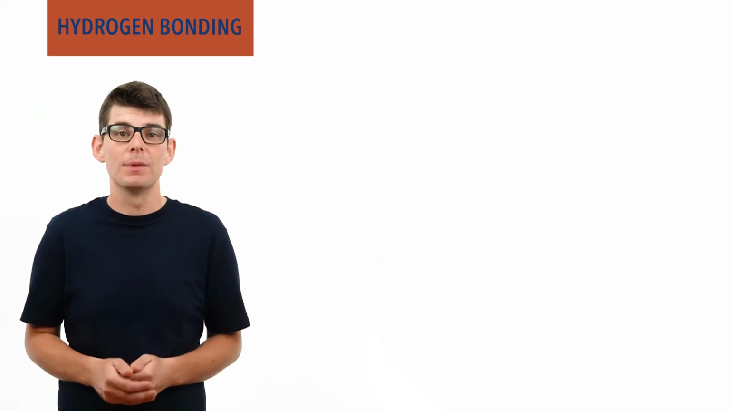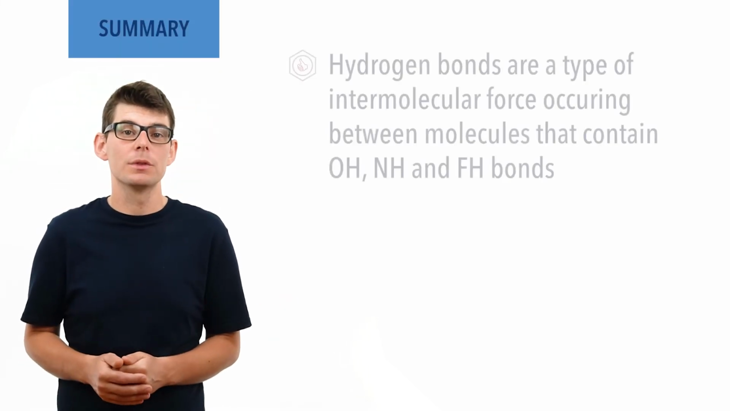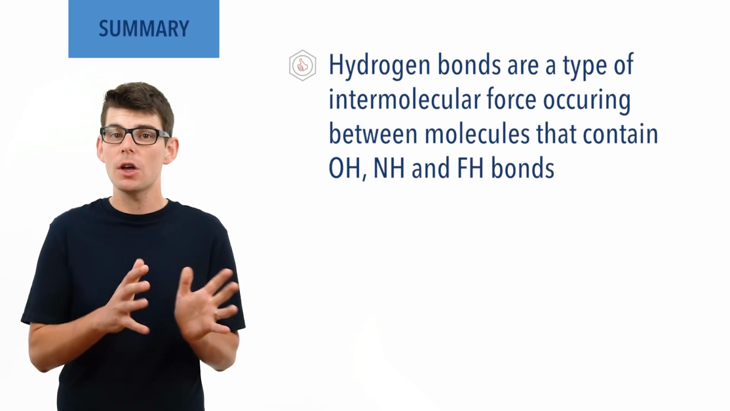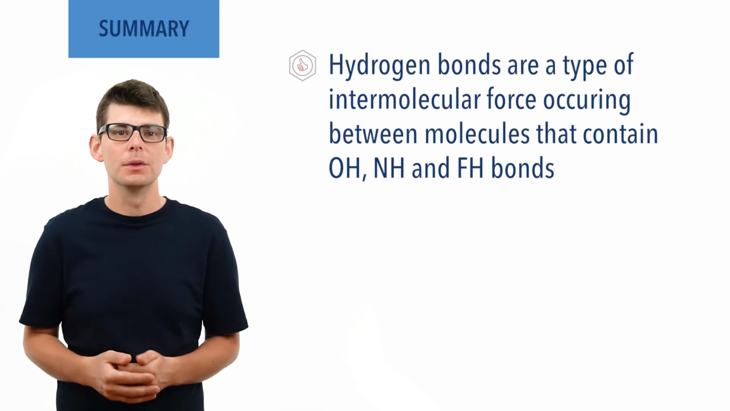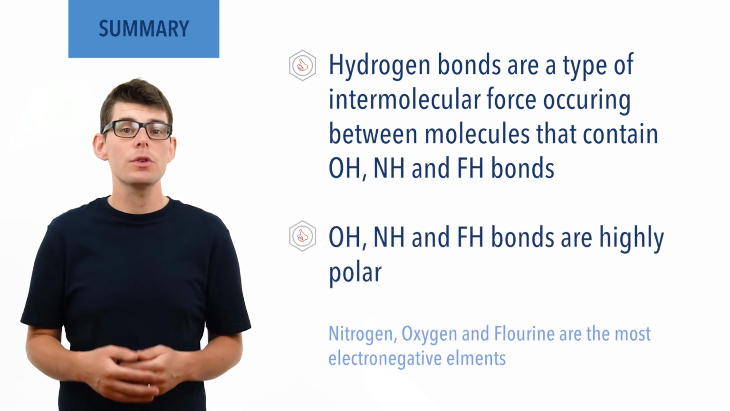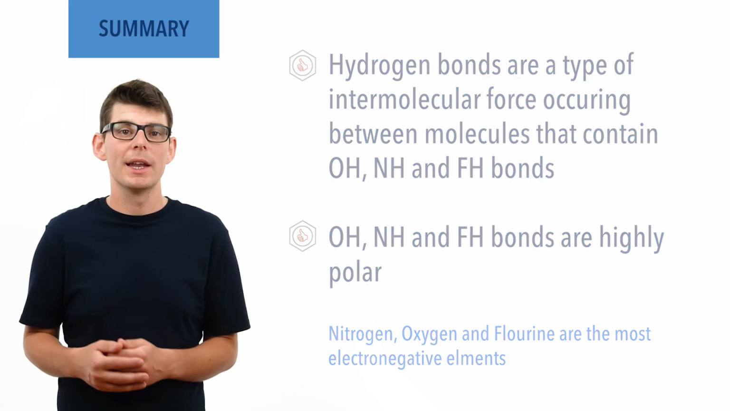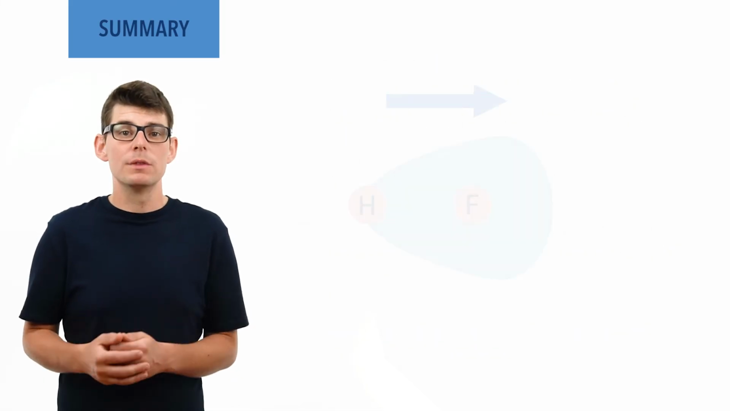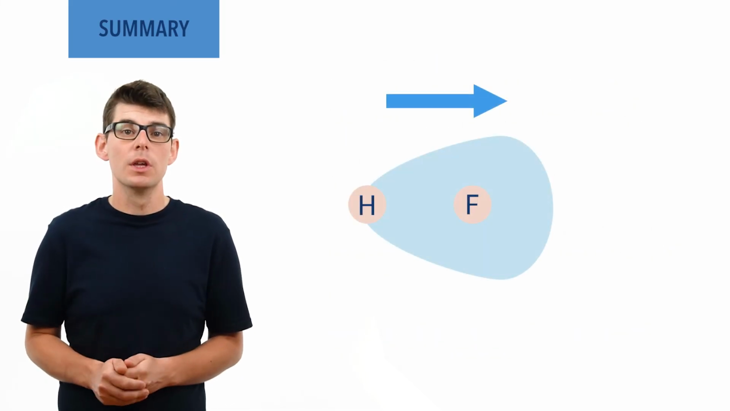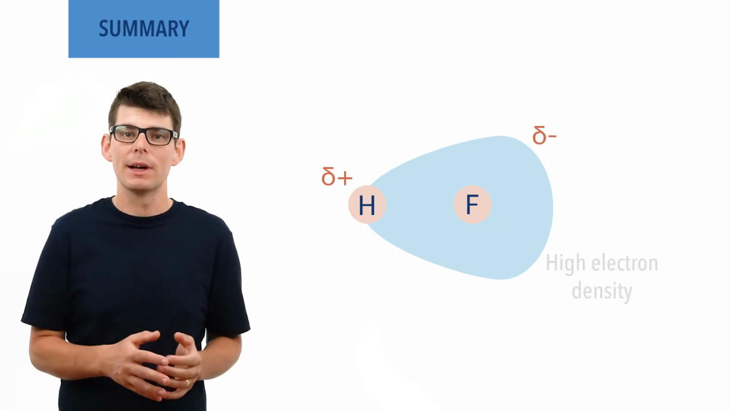Hydrogen bonds are strong then, although they are still much weaker than atomic bonding, covalent, ionic, and metallic. So, to summarize, hydrogen bonds are intermolecular forces that can arise between molecules that contain an OH, NH, or FH covalent bond. OH, NH, and FH bonds are highly polar due to oxygen, nitrogen, and fluorine being the most electronegative elements and hydrogen having a low electronegativity. Electrons in these covalent bonds are pulled towards the oxygen, nitrogen, or fluorine, making them partially negatively charged with a high electron density around them.